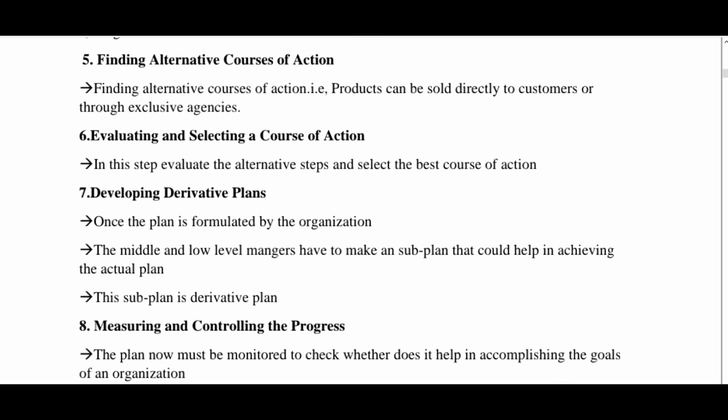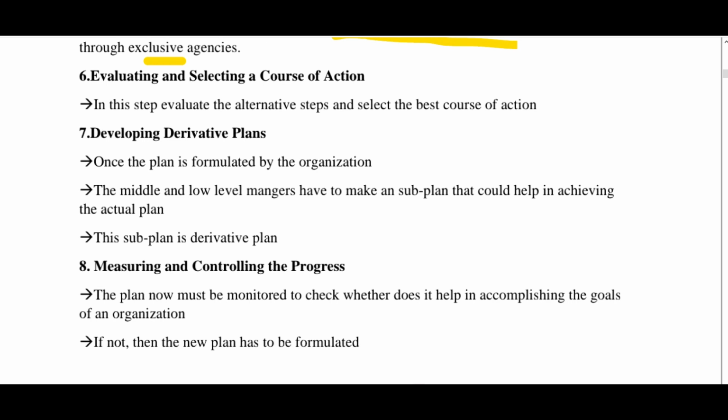Evaluating and selecting course of action. In this step, the alternatives are evaluated and the best course of action should be selected. We have to find alternate courses of action. Here, we can sell directly or we can sell through agencies. After we have defined these, we have to evaluate both and select the best between directly to customer or agencies.